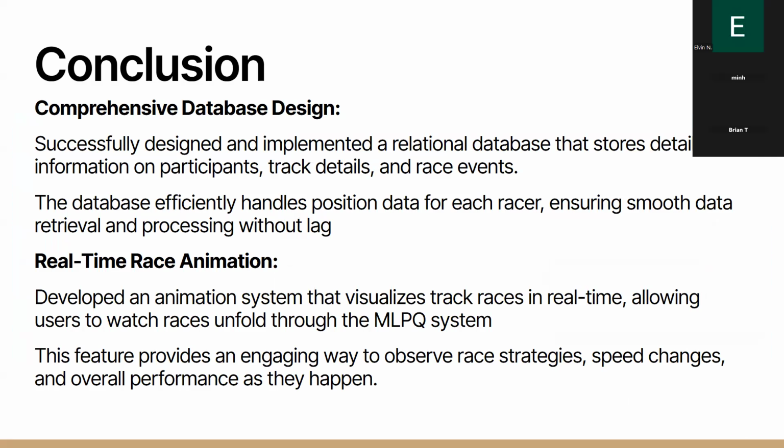So in conclusion, we successfully designed and implemented a relational database that stores detailed information on participants, track details, and race events. This database efficiently handles position data for each racer and ensures smooth data retrieval and processing without lag. Additionally, we also developed an animation system that visualizes this track race in real time, allowing users to watch the races unfold through the MLPQ system. With this, we added elements of realism through the fact that certain racers will speed up, then slow down a little bit through our piecewise functions that Brian explained a little earlier. And this provides an engaging way to observe race strategies, speed changes, and overall performance as they happen.